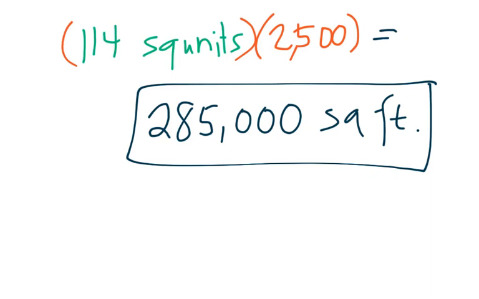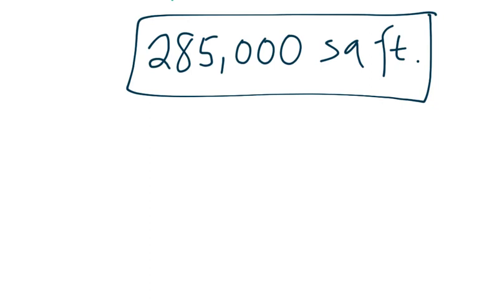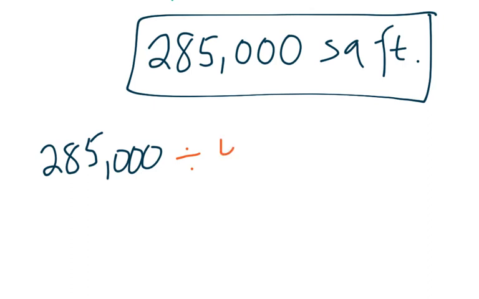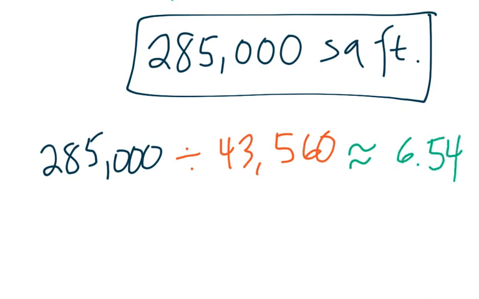So that is the total area of the land in square feet, which still doesn't actually answer our question. So from here, the farmer needs to have his land in acres. To figure out acres, you start with your square feet and divide it by 43,560, because that's the number of square feet in each acre. This will give you about 6.54, and that's 6.54 acres, more or less. It's not 100%.